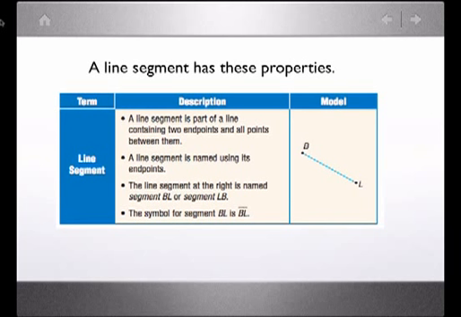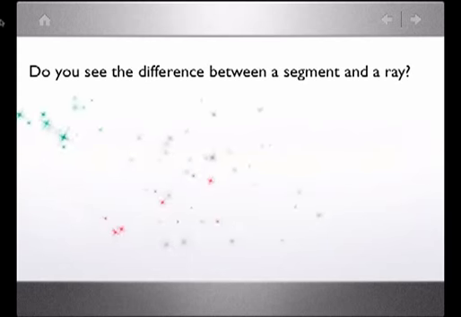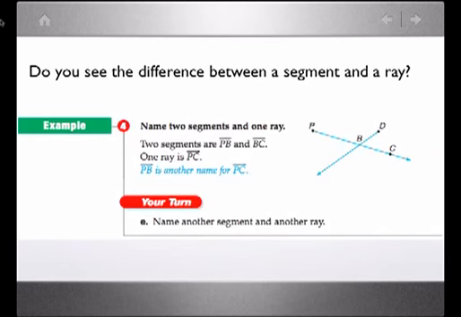The symbol for segment BL will have a line over the top of BL, but there will not be an arrow on either end of the line. Do you see the difference between a segment and a ray? Name two segments and one ray in the example given here.